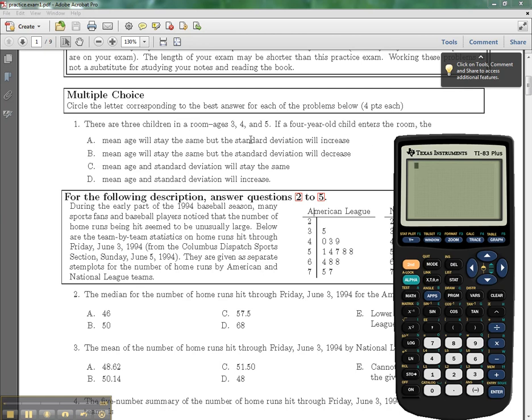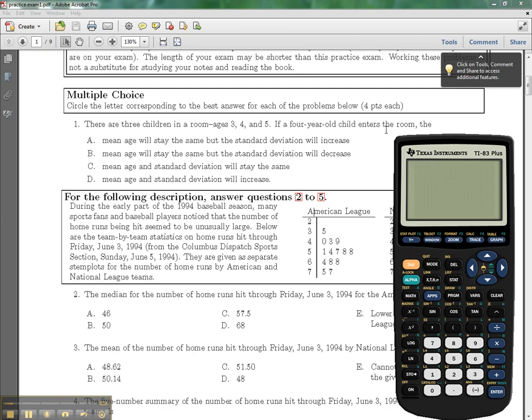I have on my screen the practice exam that almost all of you have access to for preparing for the exam. We're going to go over the first page in this hopefully 4-minute video. Number one, our instructions are to circle the letter corresponding to the best answer for each of the following problems below. Number one says there are 3 children in a room, ages 3, 4, and 5.